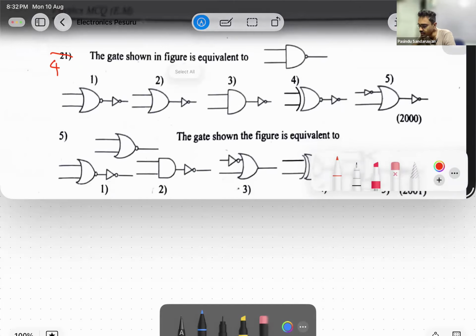The gate shown in figure is equivalent to. This is an AND gate. NAND means not AND. Not AND means if a NOT gate is connected in front of an AND gate. Simple. If a NOT gate is connected in front of an AND gate, then there is 3.